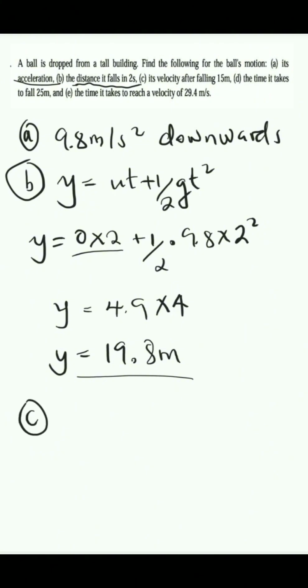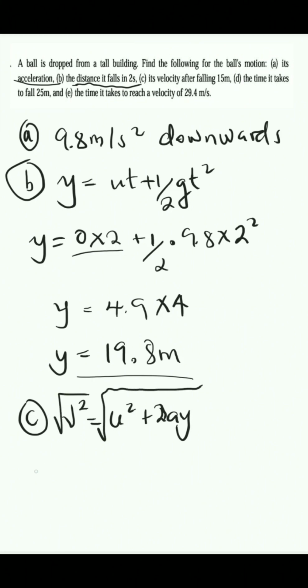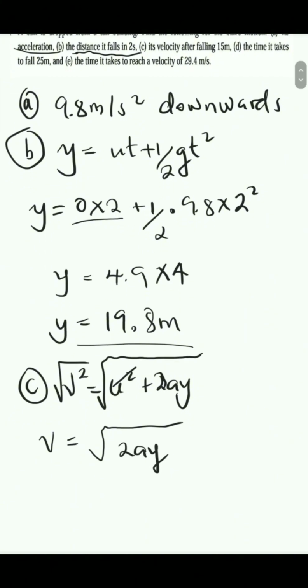We are told to find the velocity after falling 15 meters. There's no time mentioned, so the one that we're going to use is v squared equal to u squared plus 2ay. Where u is simply 0. So we have that v squared, when you square root both sides, we're going to get v to be equal to, our u is 0, so we're going to just get 2ay like that.